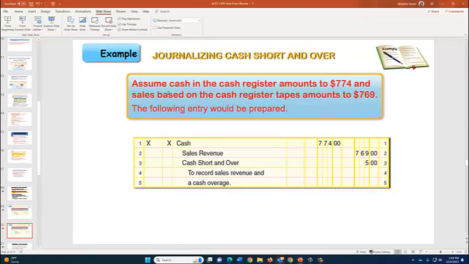Here is another example. In the cash register, we have $774, so that's entered into the debit. The cash register tape reports $769, so that is going to be the sales revenue credit. Now I have $774 as a debit and $769 as a credit. I need $5 on the credit side to place in cash short and over to show the overage here. Make sure when you finish that your debits equal your credits.